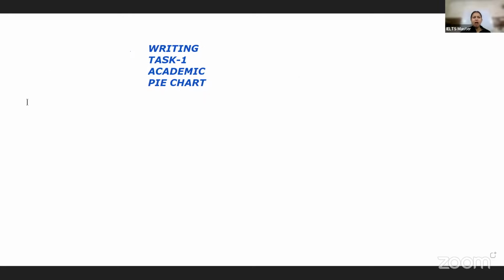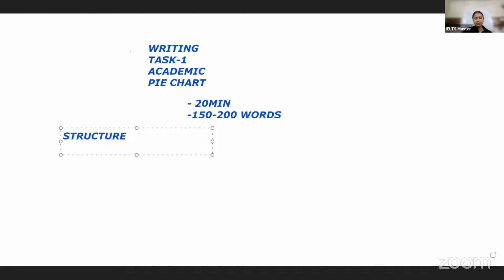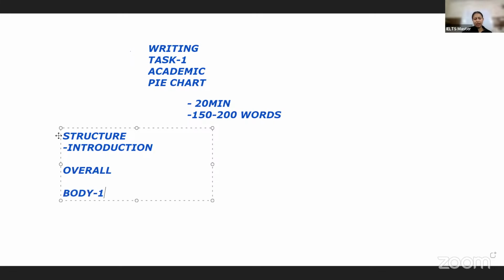Now, if I talk about the pie chart, you are given 20 minutes to write it, and you have to write for about 150 to 200 words, correct? The structure of the pie chart goes like this: first you write the introduction, then the overall, and then the body paragraphs. You can write body paragraph 1 and body paragraph 2. This is the structure that we follow in the pie chart.